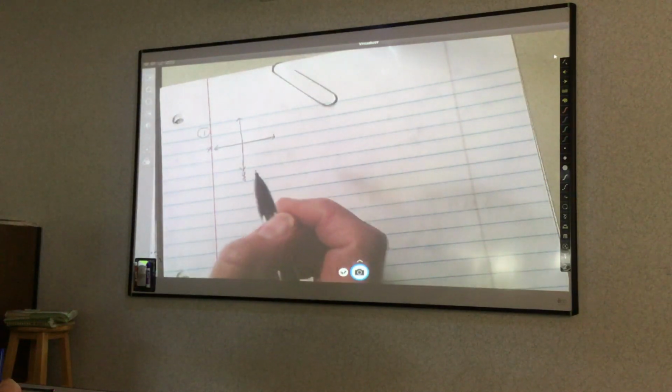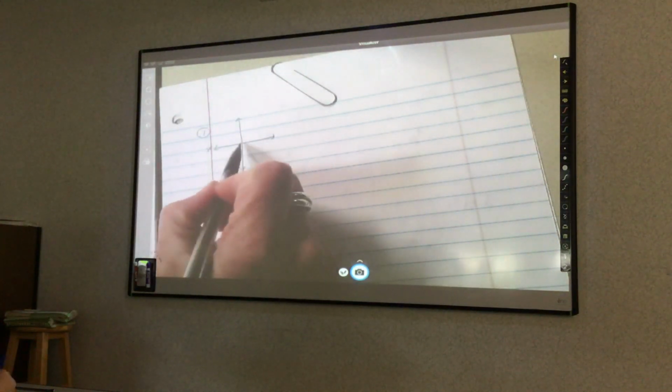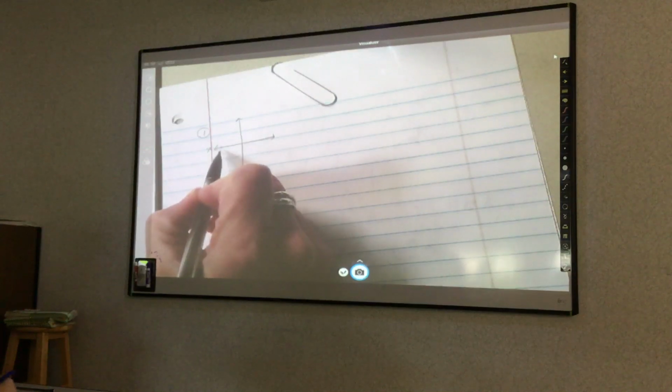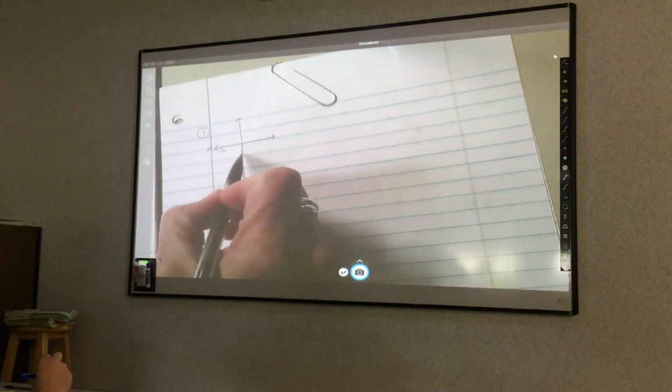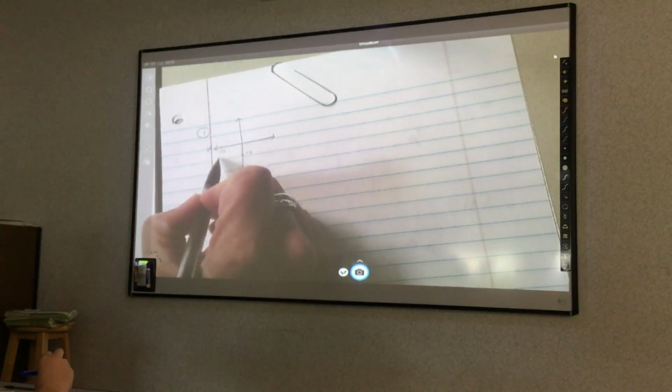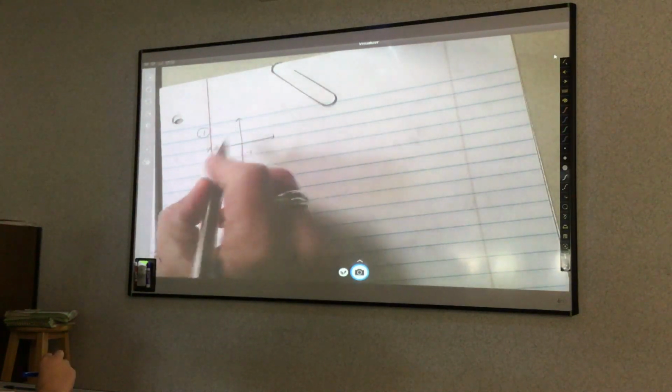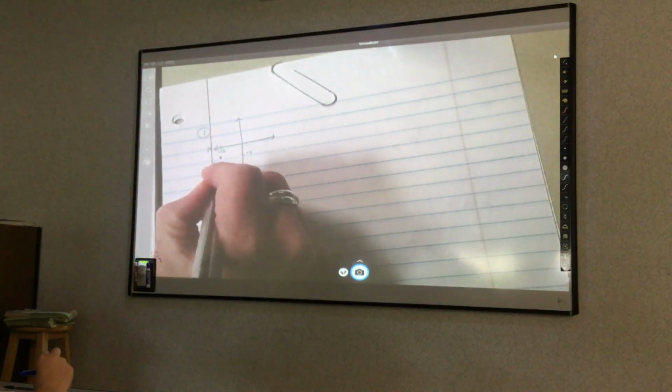Then I'm going to go, it's a negative 10, so I'm going to go to the left, negative 10, and then I go down to the negative 4. So negative 10, negative 4. Put my dot there. Label that coordinate.